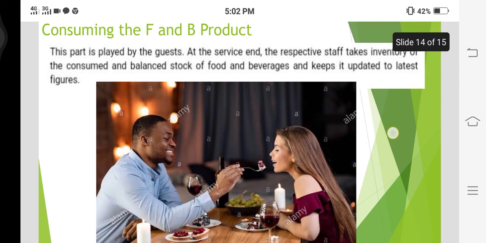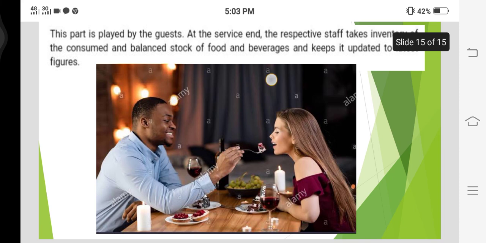So consuming the F&B product is played by the guest. It is no longer a front office matter. So for the guest, after the consumption of the food, the waiter must clean the table and chairs of the customers after they finish eating.